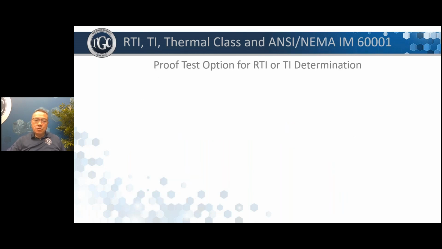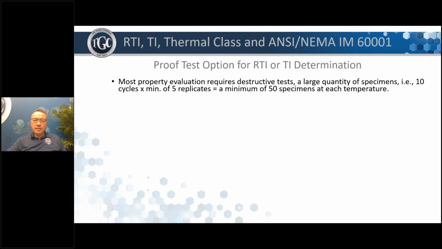Now, I'm going to show another option for doing RTI or TI determination, and it is called the proof test option. As I mentioned before, you need at least 5 replicates at each cycle. And then if you have 10 cycles, you need 50 specimens at each temperature. And we know that the more you test, the more expensive and time consuming it gets. So there is a proof test option which can reduce the number of specimens.